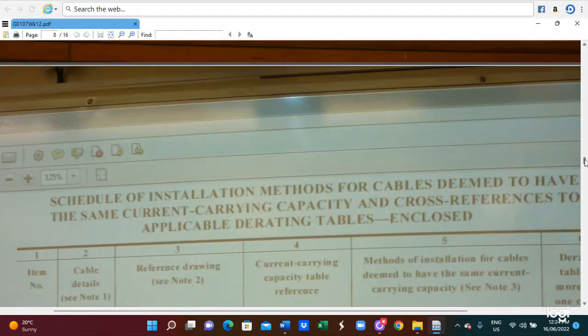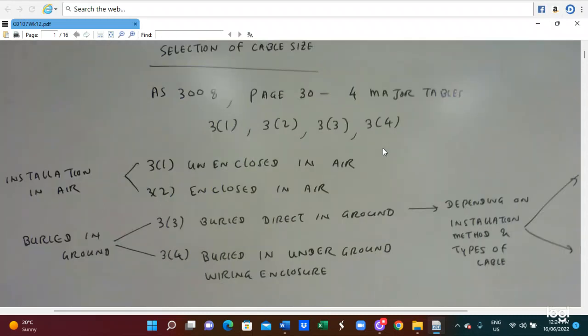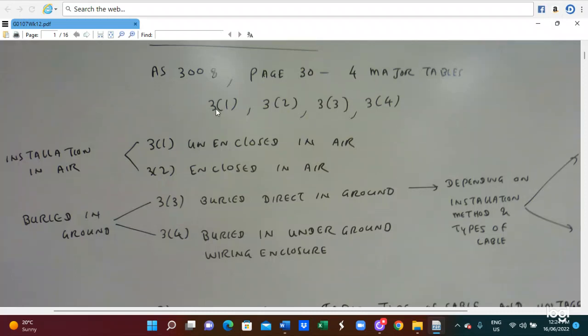Part 2 is cable selection. When you select the cable, we have to utilize AS3008, page 30. There are 4 major tables: Table 31, 32, 33, and 34. 31 is enclosed in air. 32 is enclosed in air. 33 is buried direct in the ground. 34 is buried in underground.